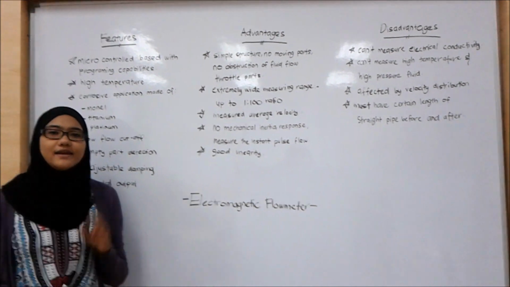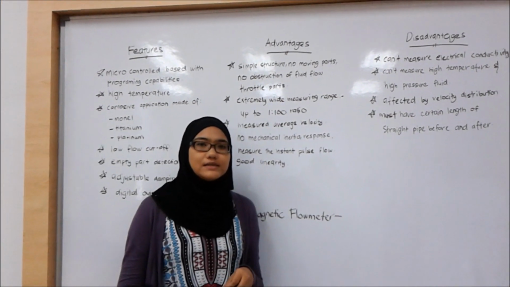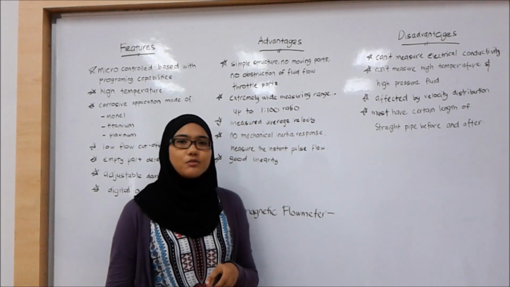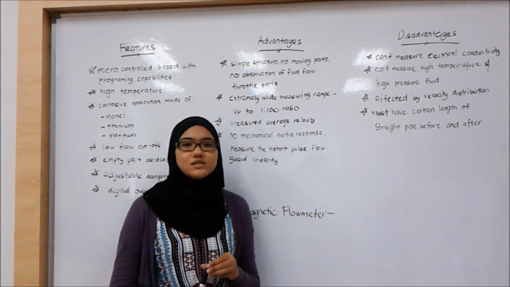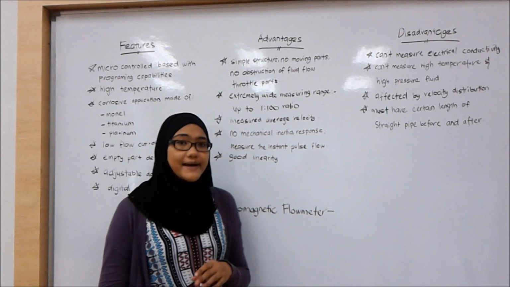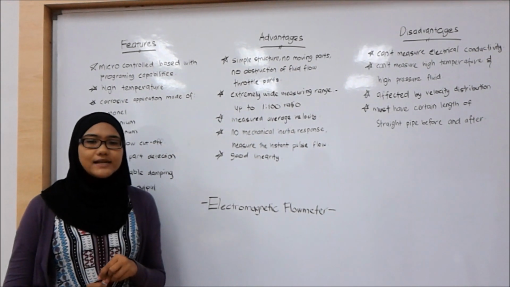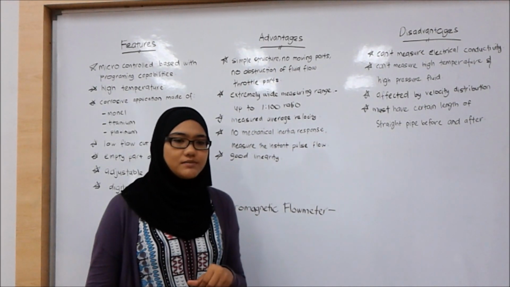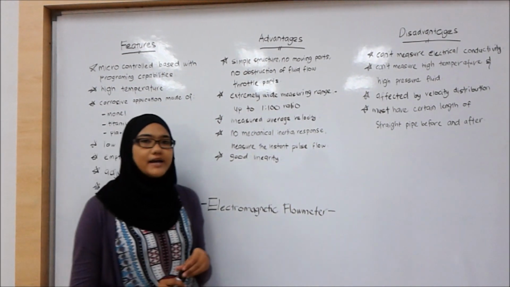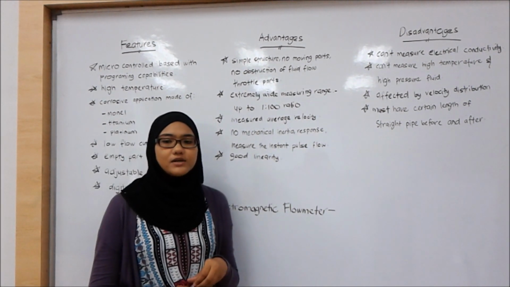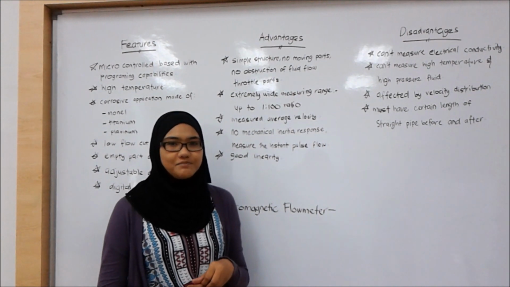Do you know that there are many types of flow meter in the industry? The most common flow meter that we can see is turbine flow meter, which is in our field lab. But there are another flow meter that are widely used in the industry, that is electromagnetic flow meter. So I will explain a little bit about the electromagnetic flow meter.